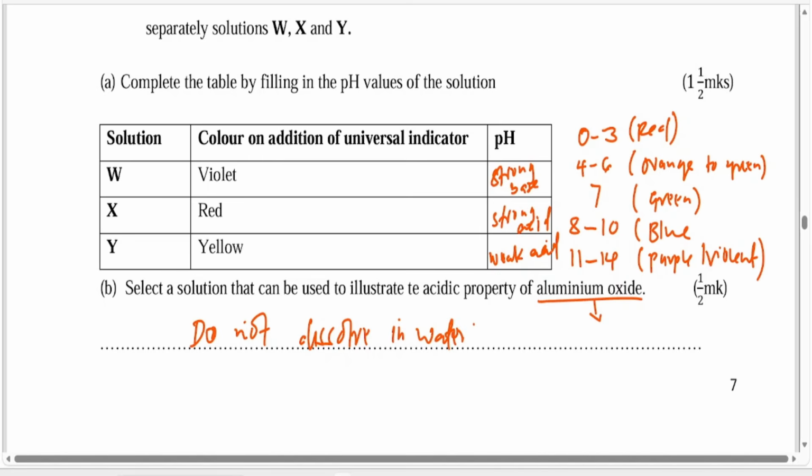But if you are to go for the answers that we are given, for the solution that we are given, it could have been a strong base, because aluminium oxide is one of the metals that is more reactive, and oxides of strong metals are strong bases. But for this, leave it that way.